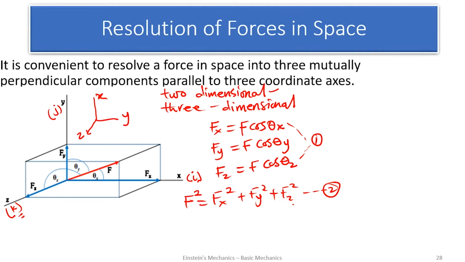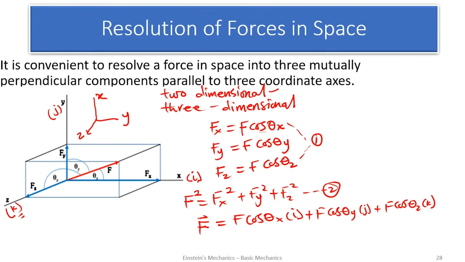If we want to know the magnitude of the force F, we can say that the force F, which is a vector, can be written as F cos theta x, and we add the i because it is in the x-axis, plus the same F cos theta y in the j, plus F cos theta z in the k. This is also another formula we can obtain.